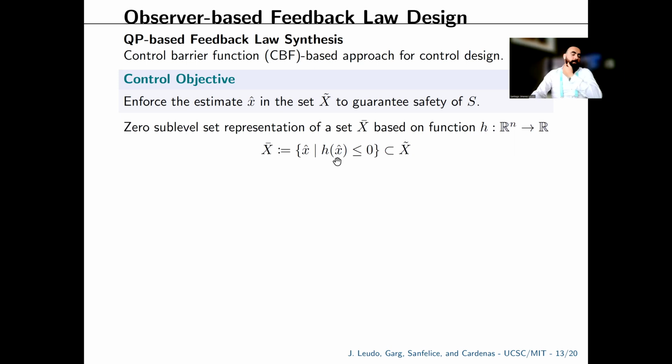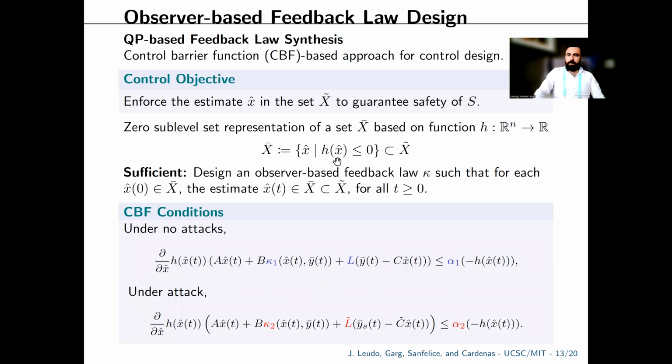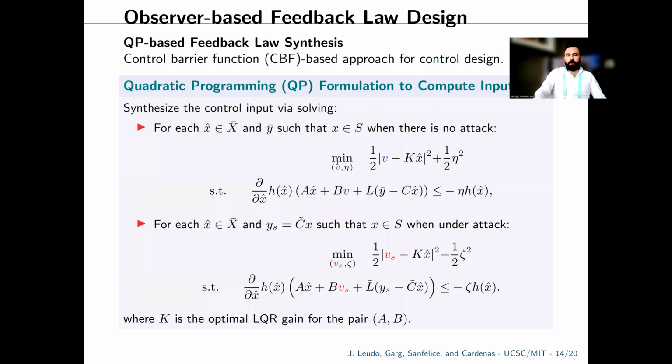So we use a zero sub-level set representation of a subset of the eroded set that we'll call x bar, in terms of a function h, a CBF, and we want to design the feedback loop based on the estimation to guarantee conditional invariance. We do it based on two control barrier function conditions, respectively under no attacks and under attacks, and we encode them as quadratic programming problems. The solution of these two problems, respectively in intervals with no attacks and intervals with attacks, will give us the controller that will render the estimation to remain inside of the eroded set.